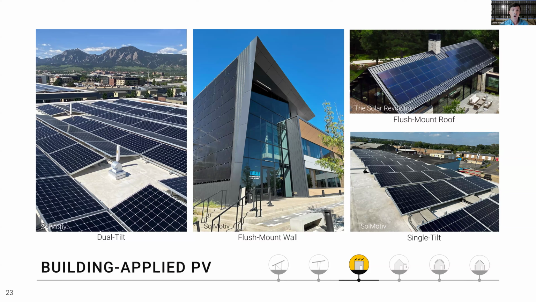Dual tilt systems broaden the solar curve and increase the kilowatt-hour potential of a roof. One of the major downsides of these systems is that they can take up roof space, and that roof space may be valuable for architectural programming.